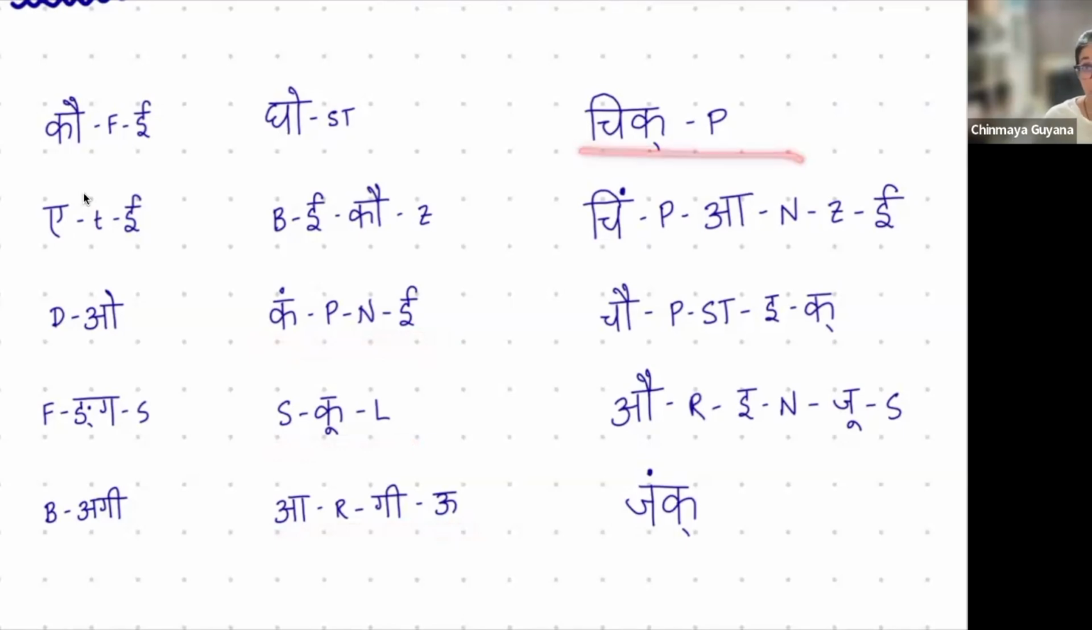And chickpea. Chimpanzee. Then chopstick. Then orange juice. And then the last one is junk.